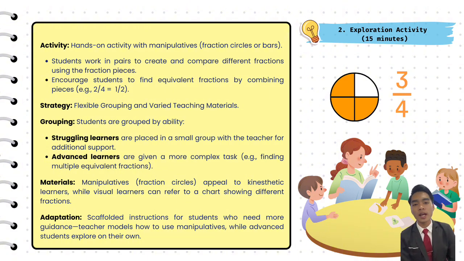Strategy: flexible grouping and varied teaching materials. The struggling learners are placed in a small group together with the teacher for additional support, as a facilitator. While the advanced learners are given a more complex task, such as finding multiple equivalent fractions. Materials used are manipulatives, which appeal to kinesthetic learners, and the visual learners can refer to the chart that the teacher has already shown on the whiteboard. Adaptation: scaffolded instruction for students who need more guidance, as the teacher models how to use manipulatives, while the advanced students explore on their own.